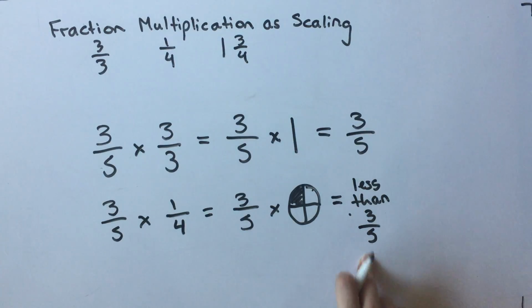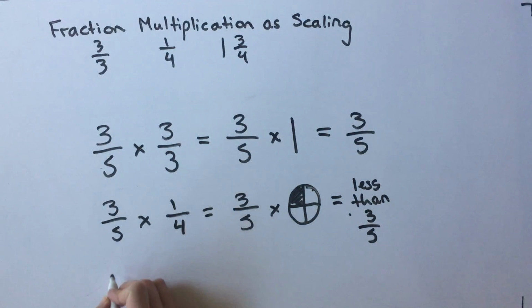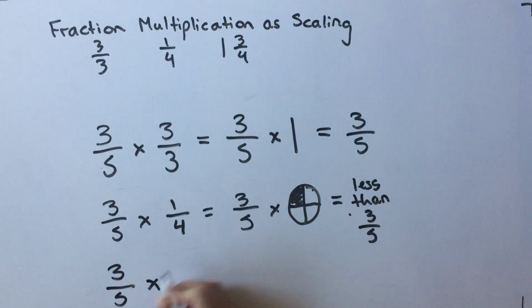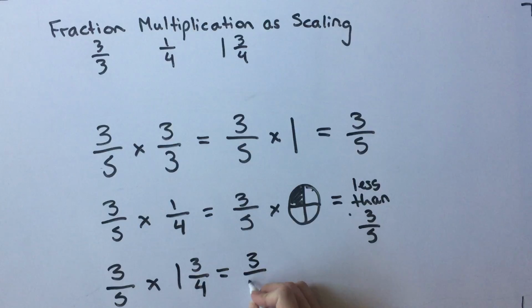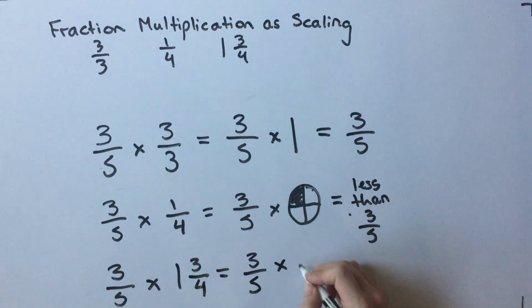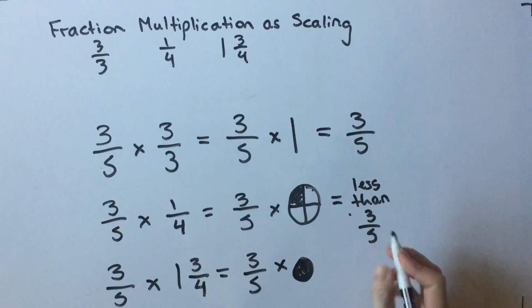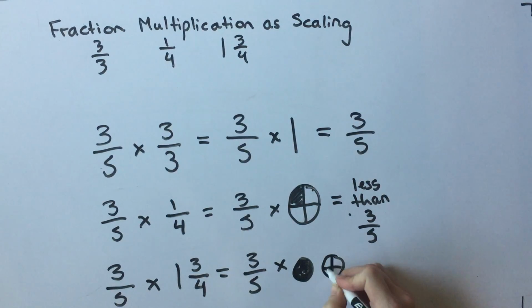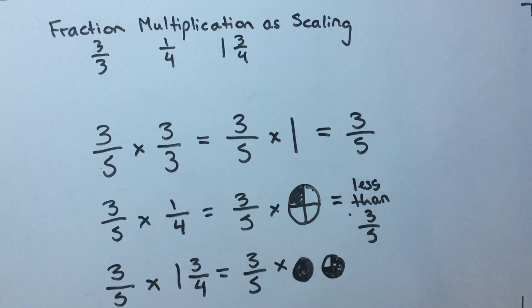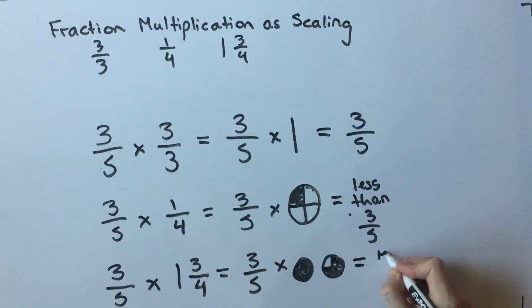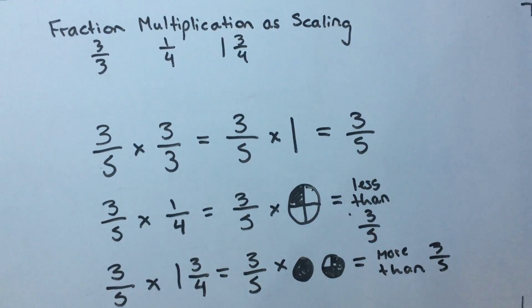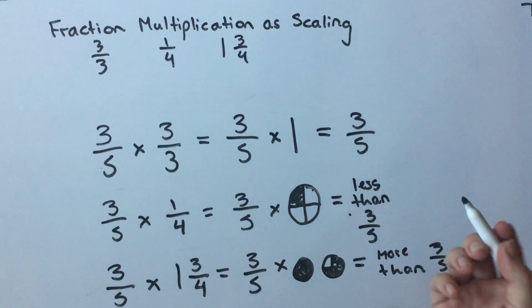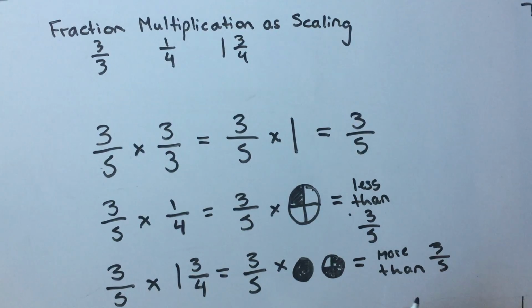Do I need to know exactly what it is? Not necessarily. And then the last one, 3/5 times 1 and 3/4. So that's 3/5 times 1 whole and 3/4. Well, that's going to give me more than 3/5. More than 3/5.